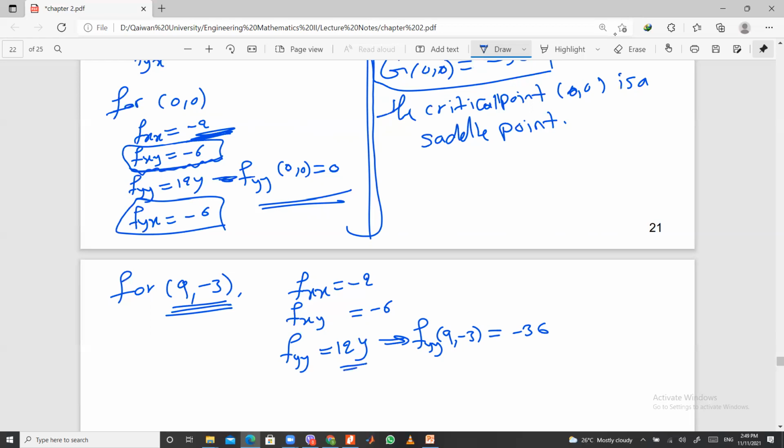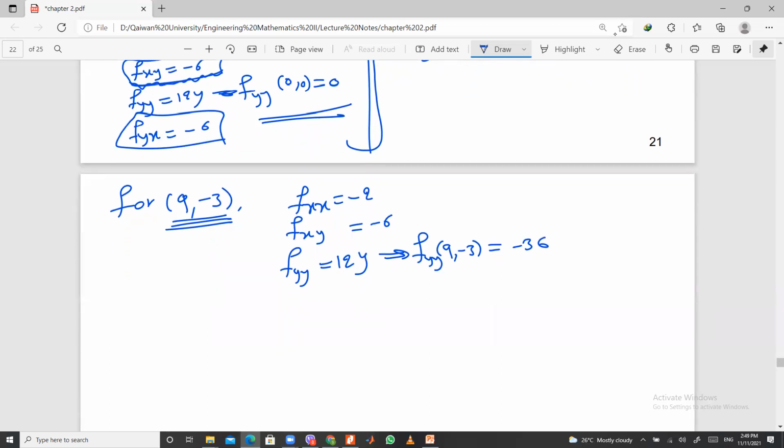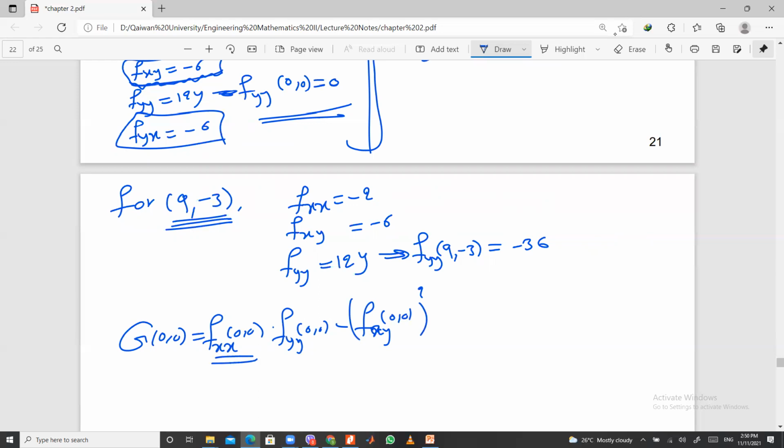Okay. Here we have 12 times minus 3, which is minus 36. And so we say g at (0, 0) equals f sub xx at (0, 0) times f sub yy at (0, 0) minus f sub xy at (0, 0) squared. What's f sub xx? It's minus 2. f sub yy is minus 36. Then minus, what's f sub xy? It's minus 6, squared.